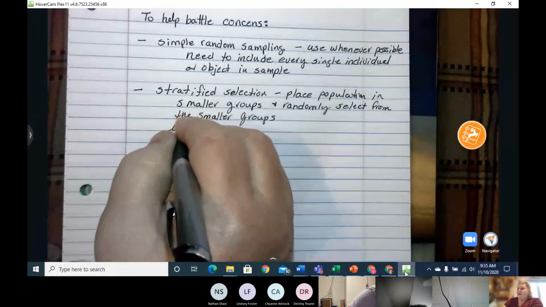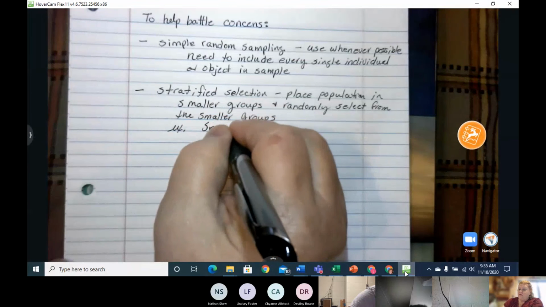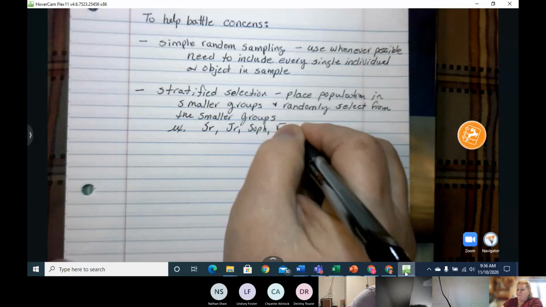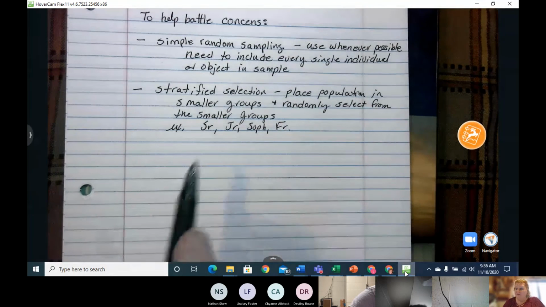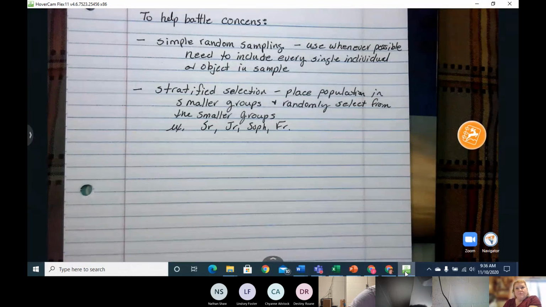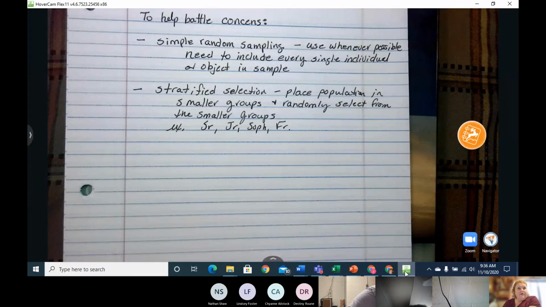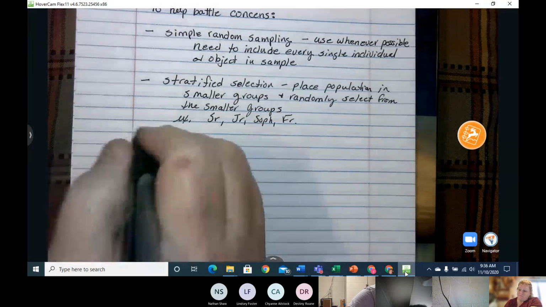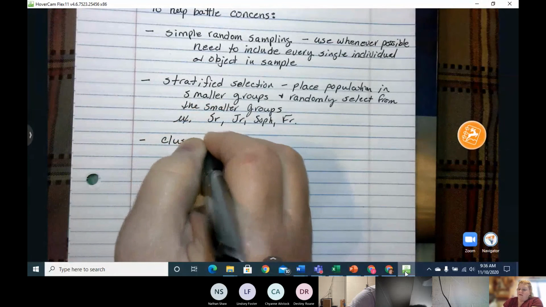An example of that is on your college campuses, you have your seniors, your juniors, your sophomores, and your freshmen. And so if you're wanting to find out how the college campus feels, you select people from each of those groups randomly to get an overall feel of a particular issue on the college. So that's stratified selection. Then we have cluster sampling.